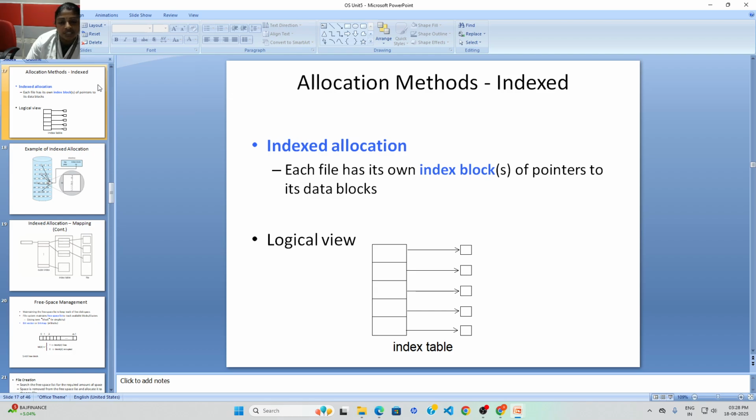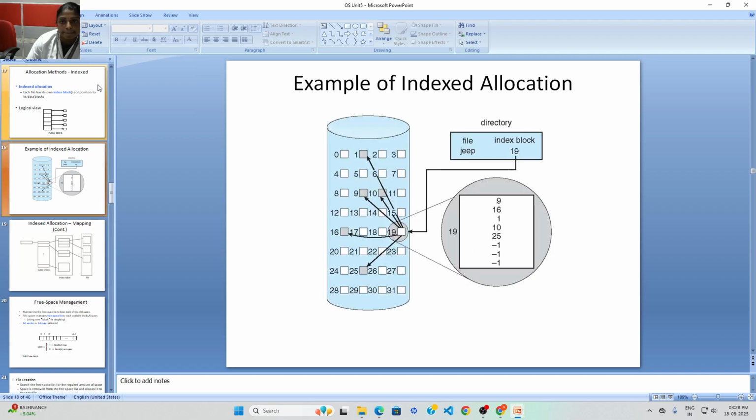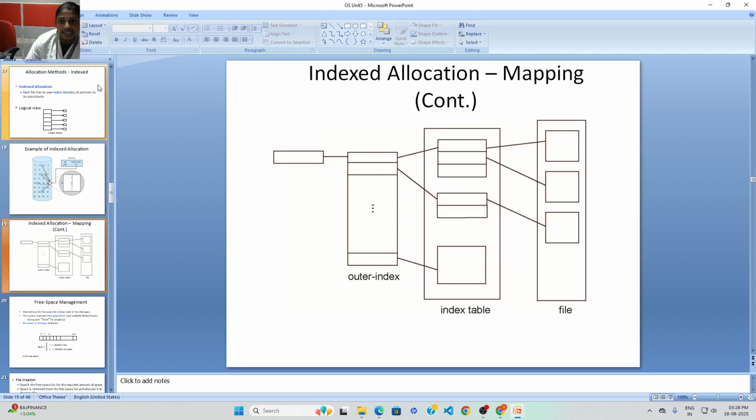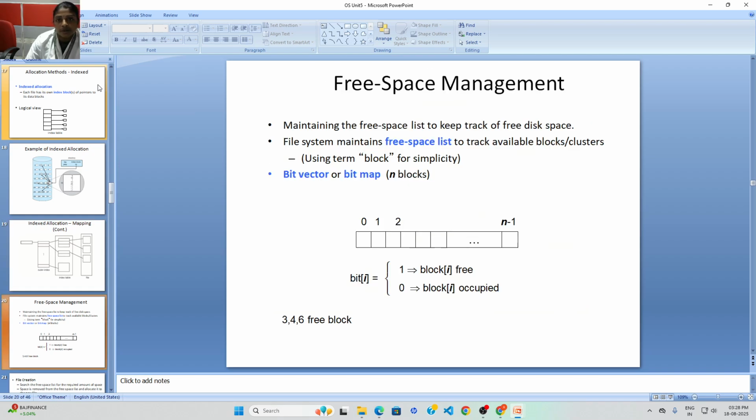Next one, allocation methods and the indexed. Each file is indexed to the pointer. And next, the index pointer has a file value and the index block value. An index table is also available for paging function because of job allocation for each and every function.